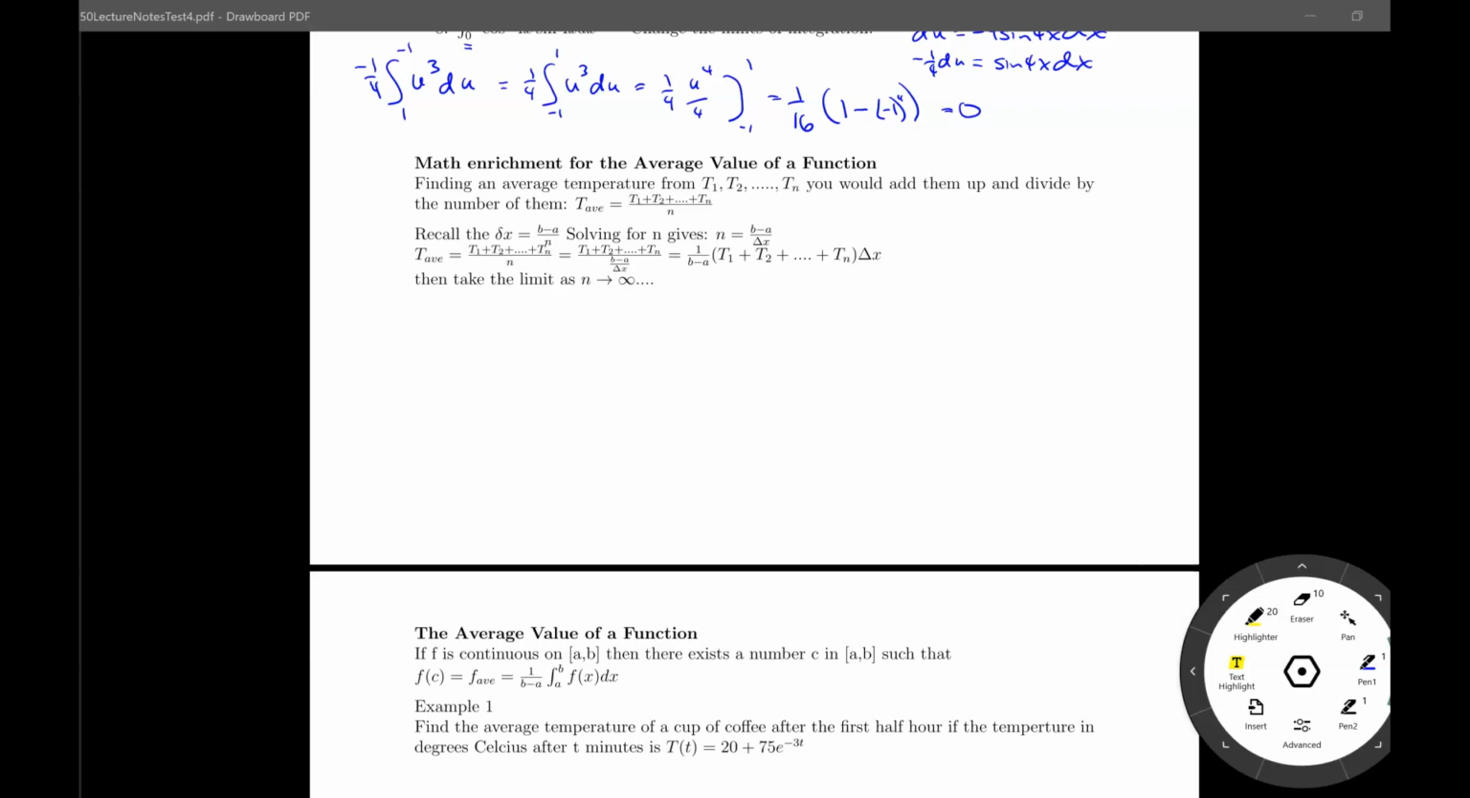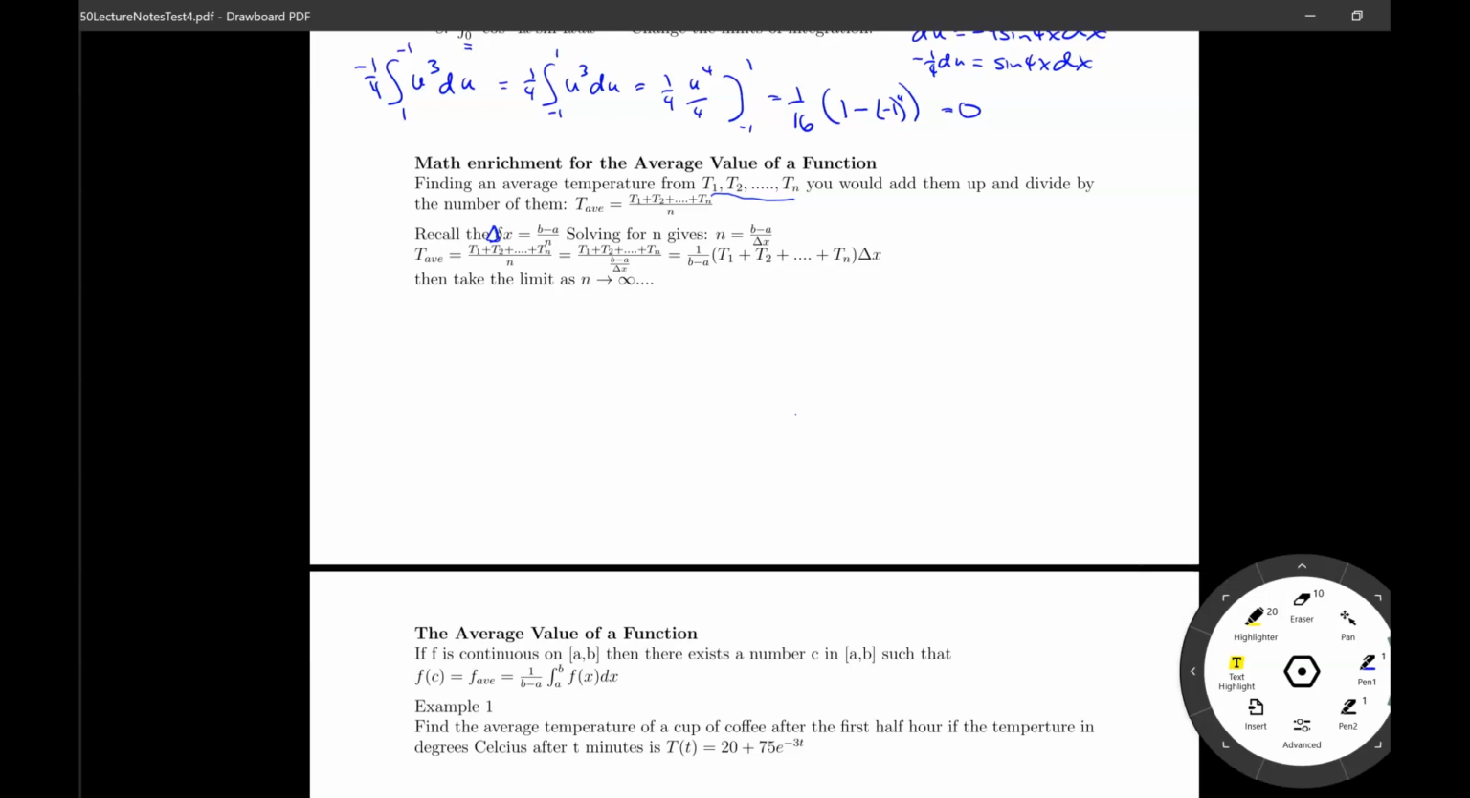All right, so a little bit of math enrichment here. If I want to find the average temperature of n temperatures, I would add them up and divide by n. So the delta x, we know the definition is (b minus a) over n. If I solve for n, that's (b minus a) over delta x. If I take this n and replace it with (b minus a) over delta x, multiply by the reciprocal, I get 1 over (b minus a) times delta x.